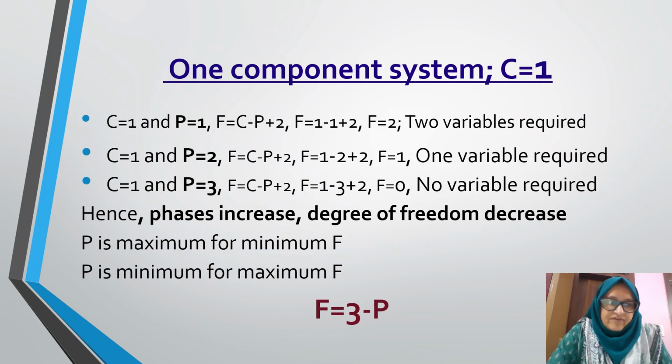Again, if I take the example of water, if the component is 1 and water is existing in two different phases simultaneously, like suppose there is an equilibrium between solid and liquid phase, then the degrees of freedom will be 1. That is, one variable will be required. And suppose water is existing in three different phases, like at the triple point, when all three phases are in equilibrium with each other, then no variable is required to explain the state of the system. So this is the significance of the Gibbs phase rule.